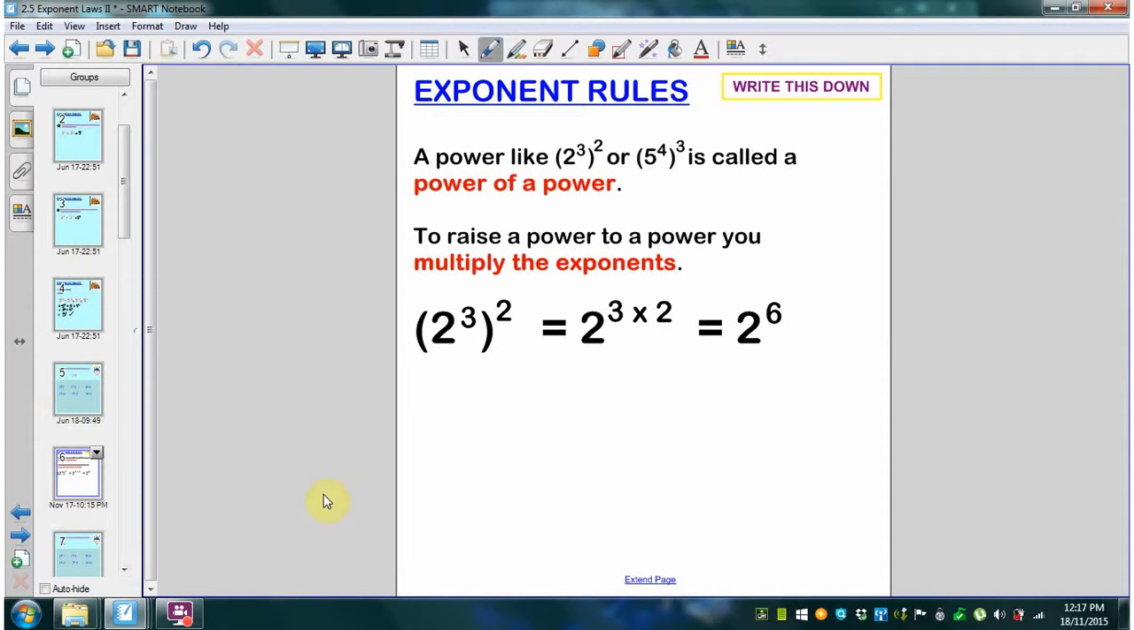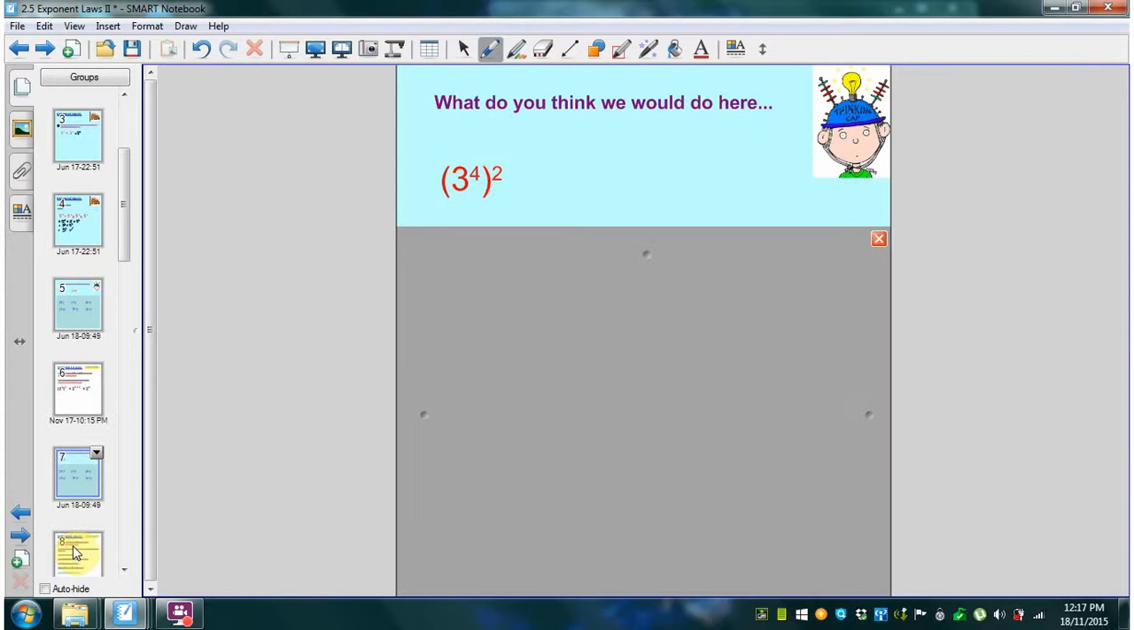Okay, by now you should have this written down. I'm going to move on. Here's this one again. What do you think we do here? Well, now we know. We multiply our exponents and keep our base. So that's going to be 3 to the power of 4 times 2, and that equals 3 to the power of 8. 4 times 2 is 8. I'm just going to erase this, to make sure it's really clear that that's multiplication.